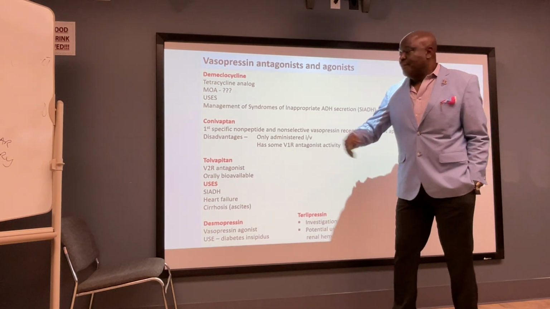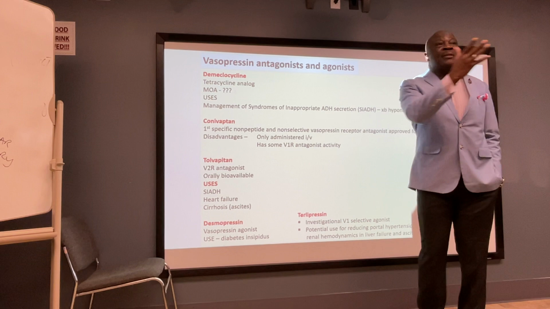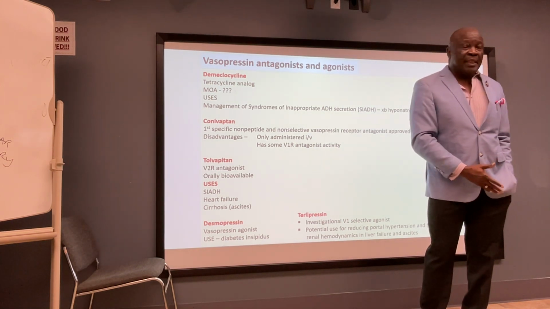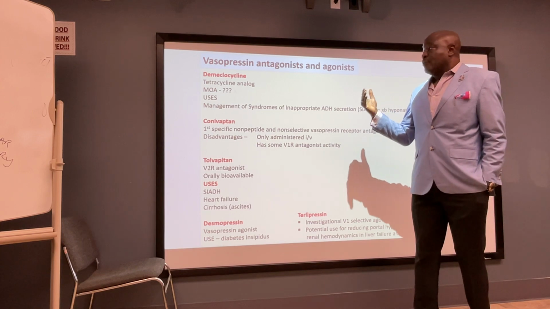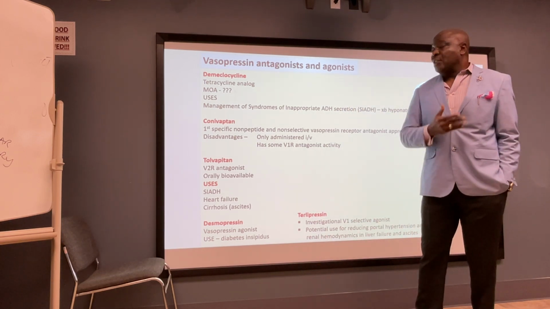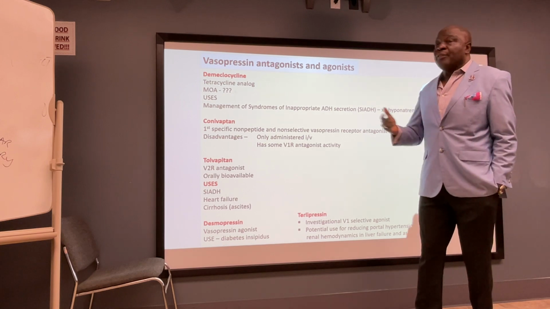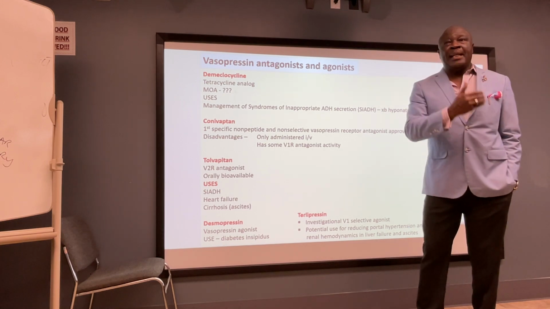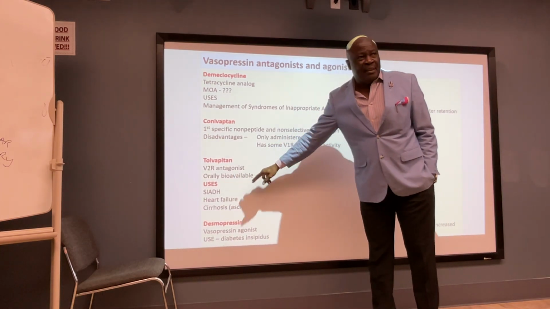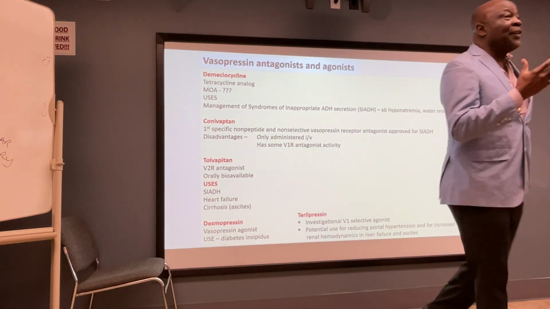Let me repeat. V2 receptor is related to water retention. It's located in the collecting duct. Okay? V1 receptor is the one that's in the vascular smooth muscle. The one that you need in cases of too much water in the system, like edema and all that, is a V2 receptor antagonist, because you do not want water retention.